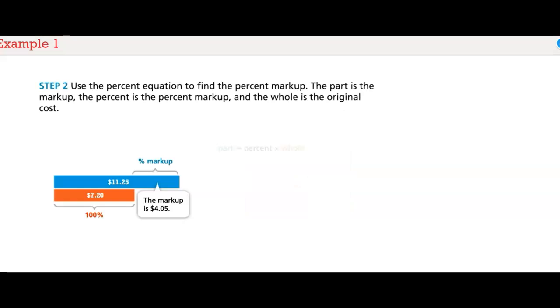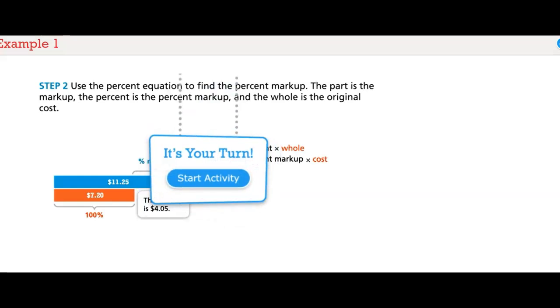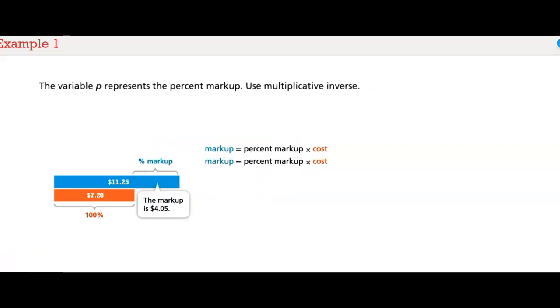Next, we can use a percent equation to find the percent markup. In this situation, the part is the markup, the percent is percent markup, and the whole is the original cost. Substitute. The markup is $4.05. Use P for percent markup. And the cost is $7.20.